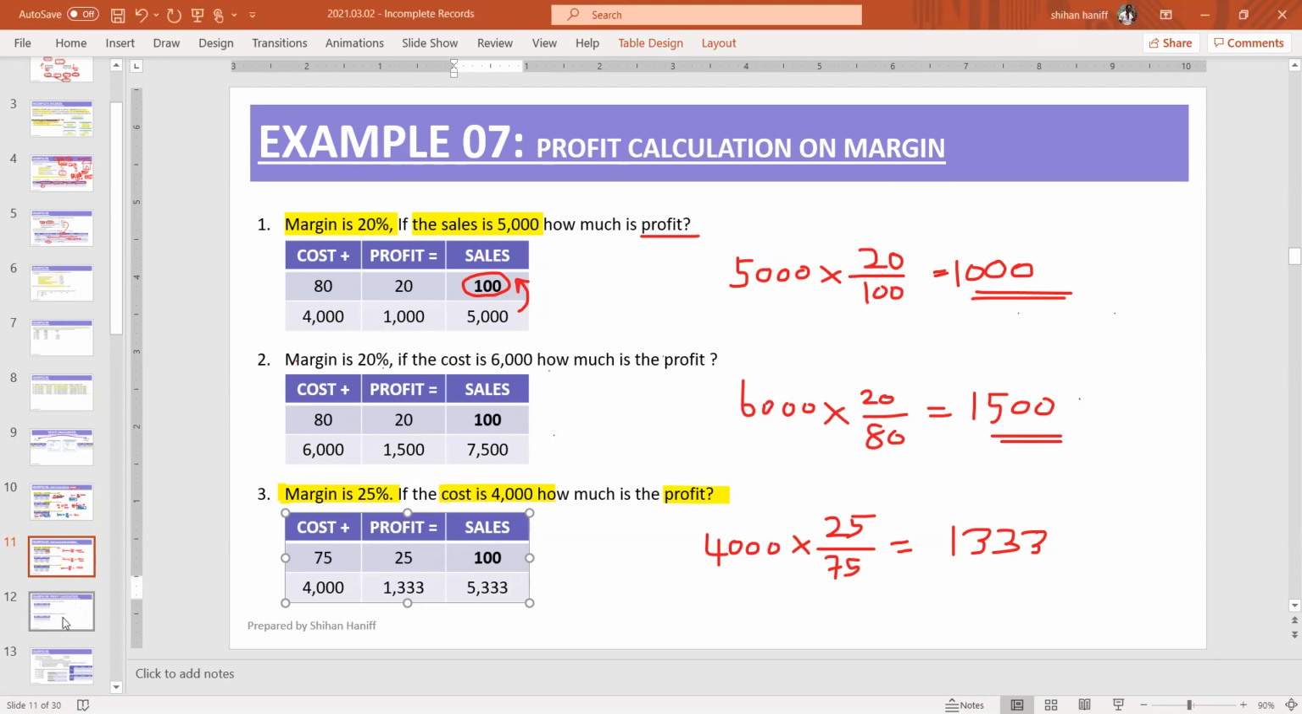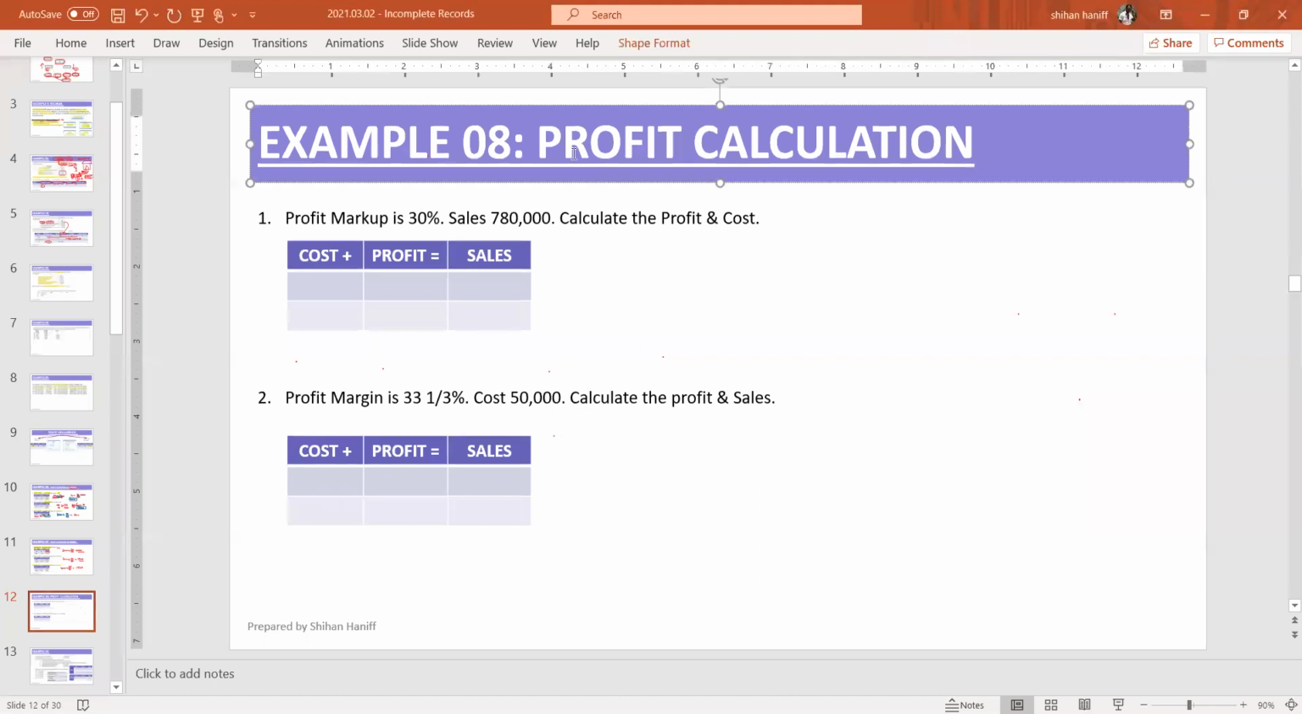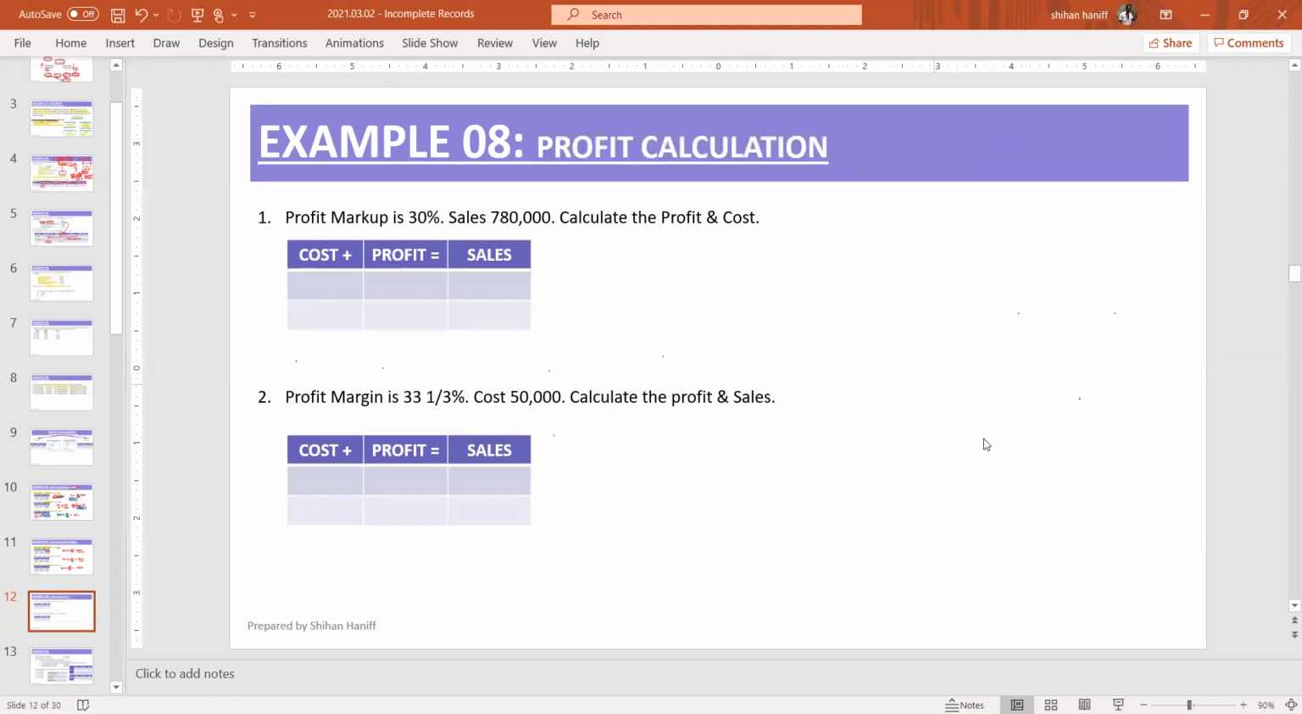Right. We are moving to one more question. Example 8. There are two questions. Can you all tell me the answer? Profit calculation. Example 8.